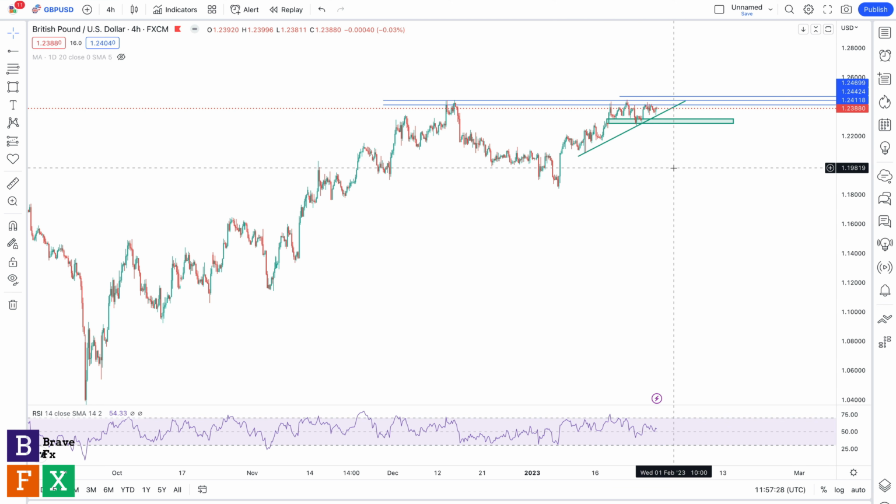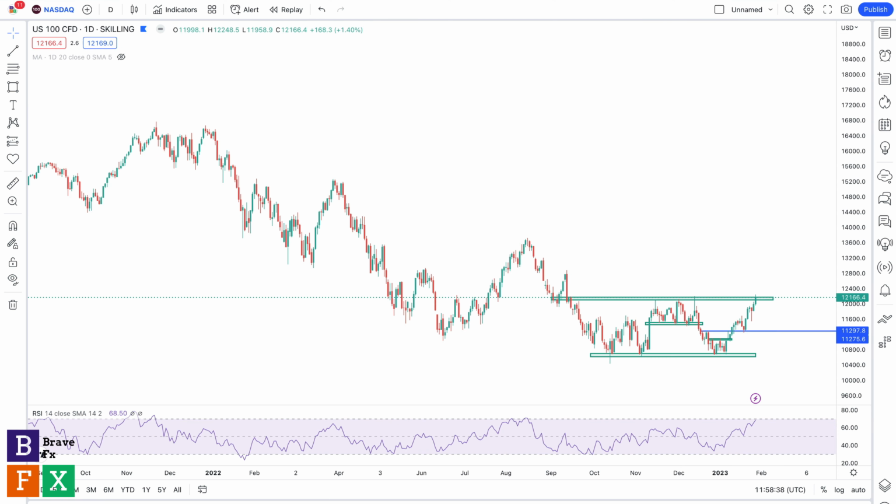So if you're going to look to take a sell position or to go short, then I'd suggest waiting for a break of this trend line and a break of this support level before you go short. So moving on, I'm going to briefly talk about Nasdaq.